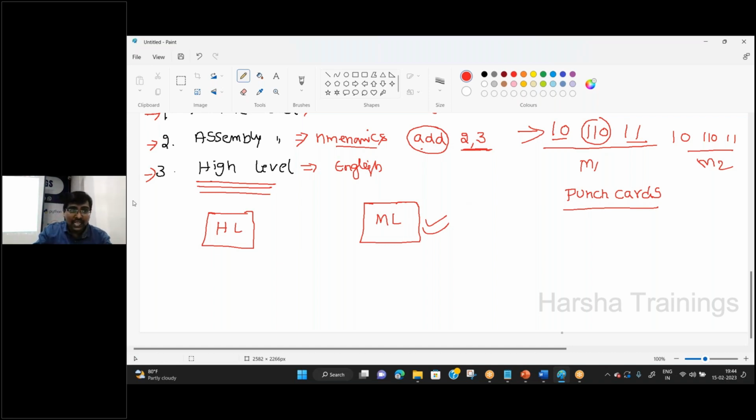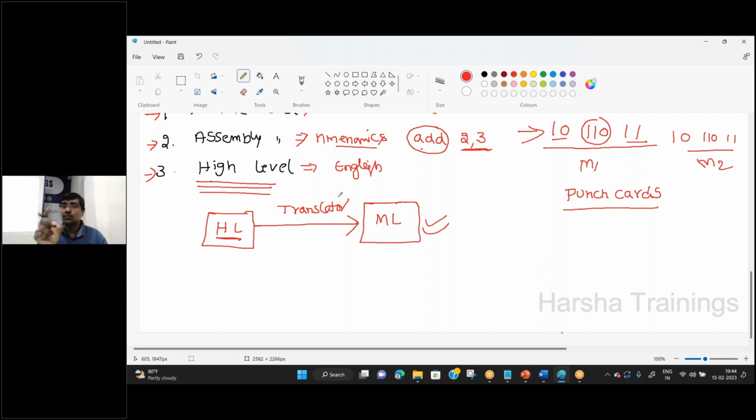Exactly the same thing. I wrote the program in a high level language. The computer does not understand the high level language. So what do you do? You need to convert. Yes or no? You need to convert that high level language into machine level language. Then only the computer understands. Now you are getting the point.